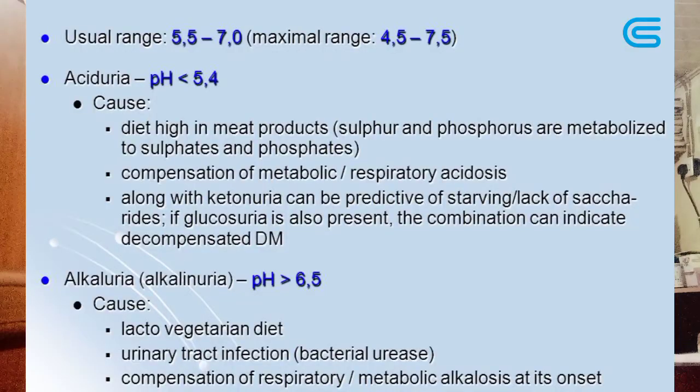pH is a test that determines the acidity, neutrality, or alkalinity of a solution. So pH 7 indicates neutrality, less than 7 indicates acidity, and more than 7 indicates alkalinity. Normal, freshly voided urine pH ranges from 5 to 7 in healthy individuals, with an average of 6.